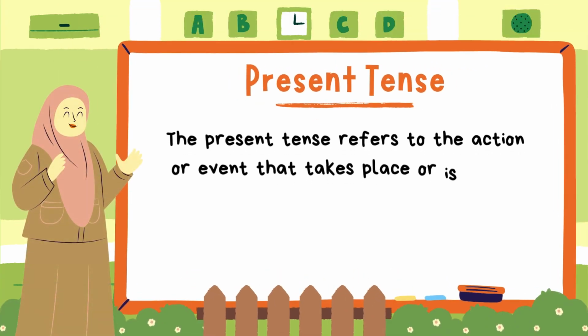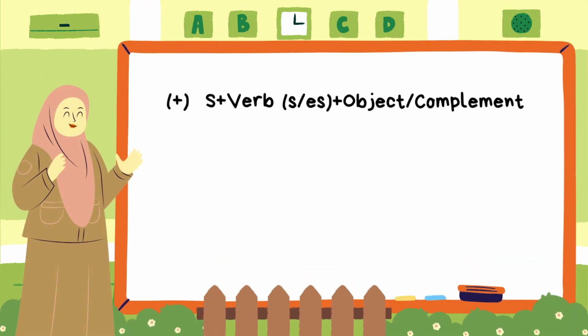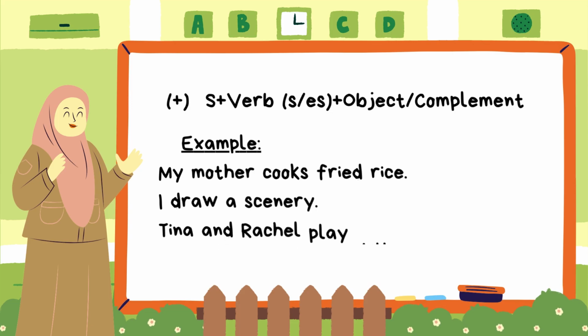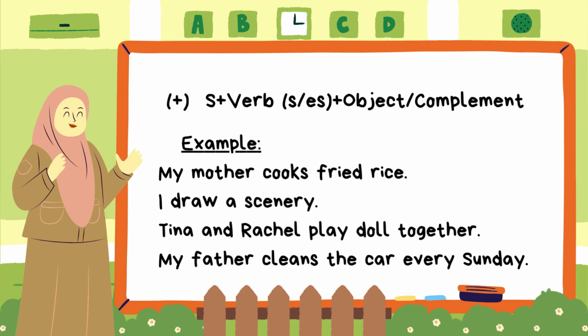Okay, student, the first one, we would like to learn about present tense. So, what is present tense? The present tense refers to the action or event that takes place or is taking place in the present. Okay, student, after understanding the definition of present tense, then we have to know what is the form of present tense.